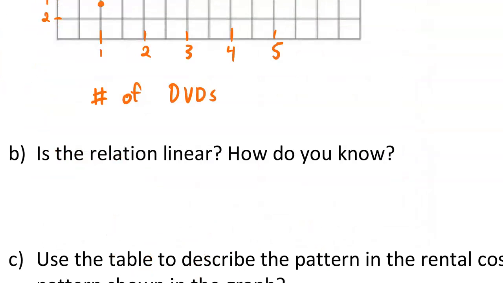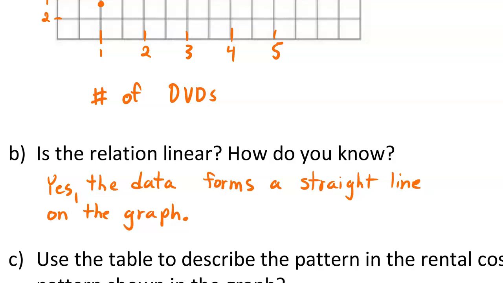Part B here says, is the relation linear? Well, yes, we just talked about it. It's creating that straight line, and that is how we know. So yes, the data forms a straight line on the graph. Now, that isn't the only reason you know that the relation is linear. You also know the relation is linear because the rate of change in the table is consistent.